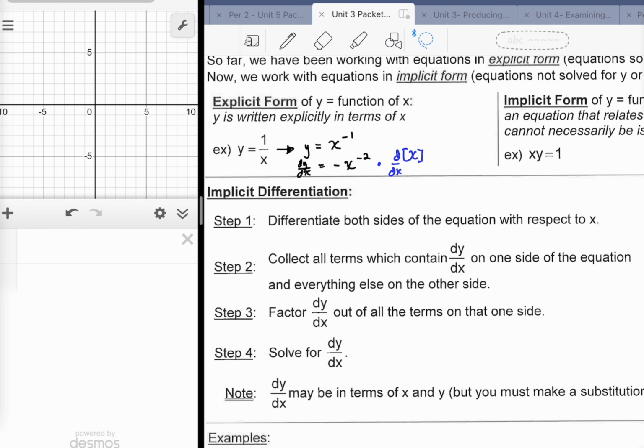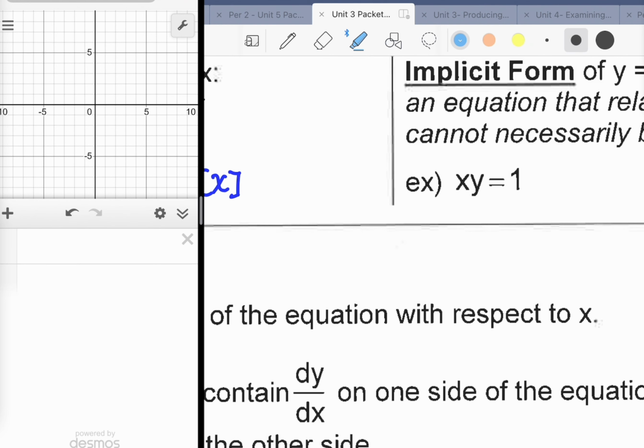But if you look at the implicit form, xy equals 1, it's really the same function. Or, well, same equation. You'd have to evaluate it to see if it's a function. But we can find the derivative of this without solving for y in terms of x. Just making the assumption that x and y could be something other than what we expect them to be in this universe.